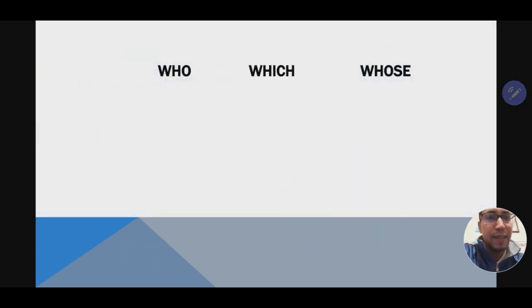هاد الدرس كيعتمد بزاف على relative pronouns. Today we will do only who, which and whose because this is what we have in the gateway to English in the lesson. Which ones?